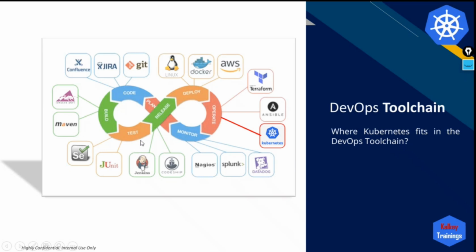So it's a very nice diagram where each and every phase, and the DevOps tools that you can use, is depicted. Any question? So Kubernetes fits in the DevOps toolchain in the operate phase, when you finally deploy. Okay.